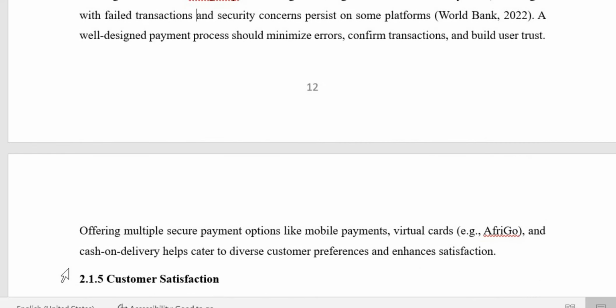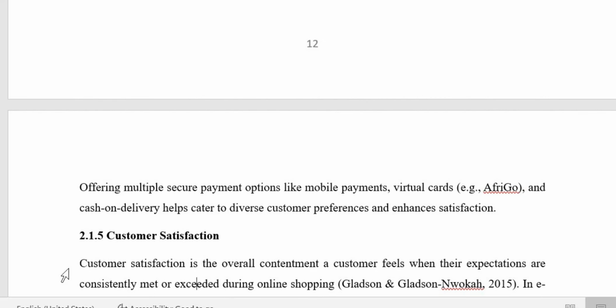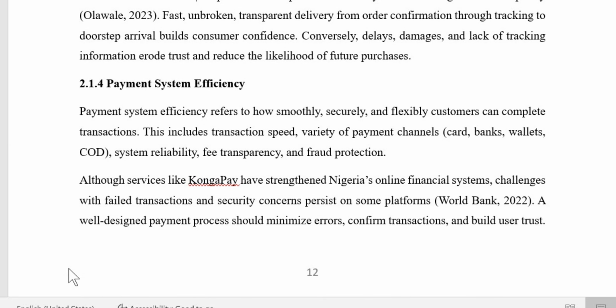My independent variable is customer satisfaction, which I'm explaining here. Then let's move on. Payment system efficiency is my independent variable, and I'm going to explain the concepts of payment system efficiency. Some people don't even know the meaning of payment system. But when they are checking your work, they will look at it and ask, what do you mean by payment system?